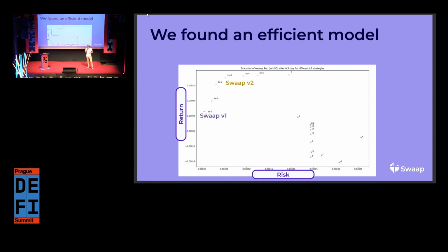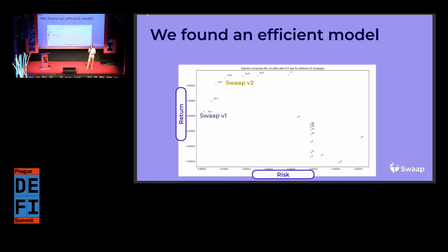Then I have good news: we actually found an efficient model thanks to this simulator. The dots that you can see here are two models. First, Swap v1, which is a product that has already been live for approximately a year on Polygon. And then a new model that we found, which is called Swap v2, the yellow dots that you can see here, for which we have various risk parameters, and that allow us to get much more yield than the current Swap v1 product, which is essentially, as you can see, a very low risk, very low return pool.